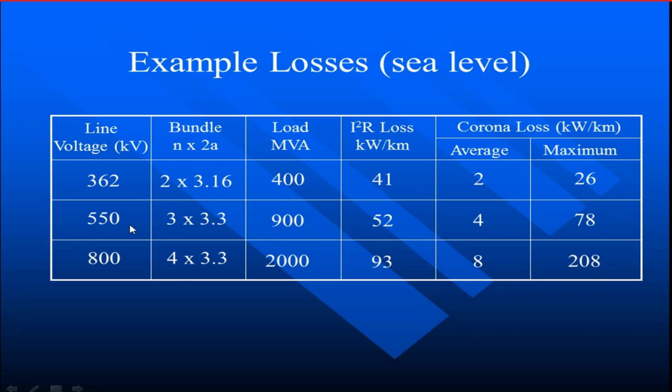because the voltage level exceeds 500 kV. And in the case of a 1100 kV line with 4 conductors in a bundle, to transfer 2000 MVA of power, the I square R loss is 93, but the corona loss is 208. That is, the maximum corona loss is 208 kilowatt per kilometer. And these are examples at sea level. It may give different results in the mountains, because at that time, in the mountains, the weather condition compared to sea level is good.